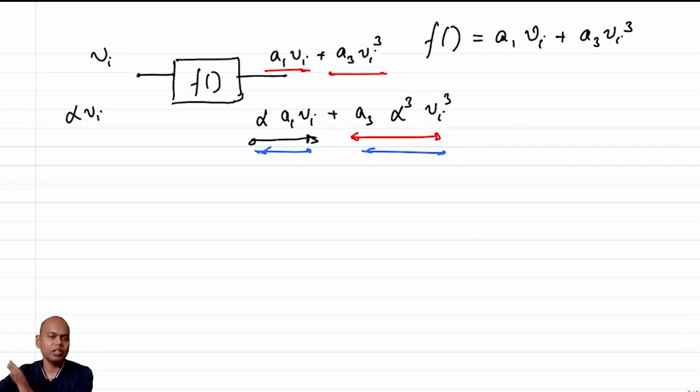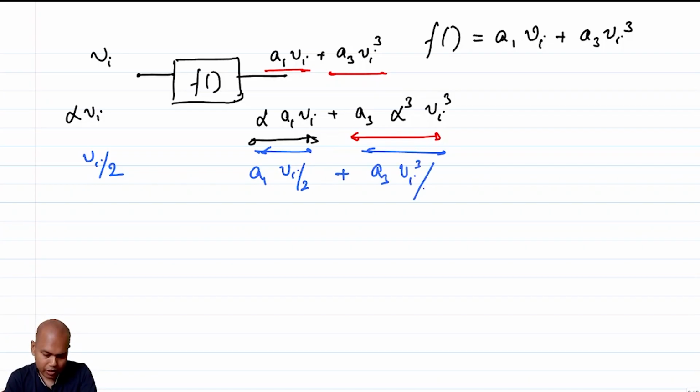Maybe I can cancel out the distortion term and not cancel out the fundamental totally, right? So let's take an example. Let's say alpha is 1 by 2. Let's say I attenuate VI, so I apply VI by 2 instead of VI. What do I get at the output? I will get A1 times VI by 2 and A3 times VI cube by 8, correct?